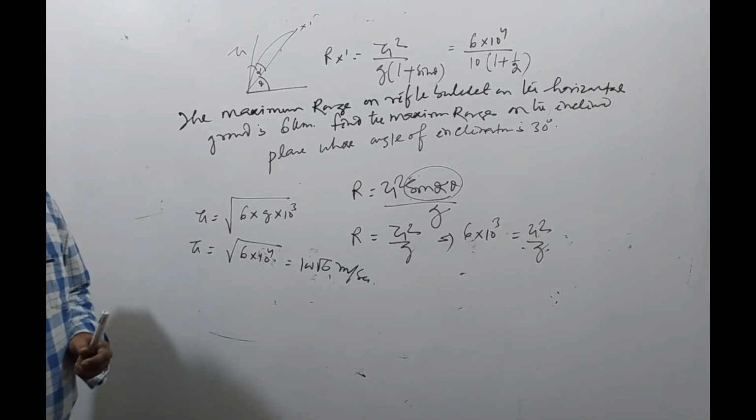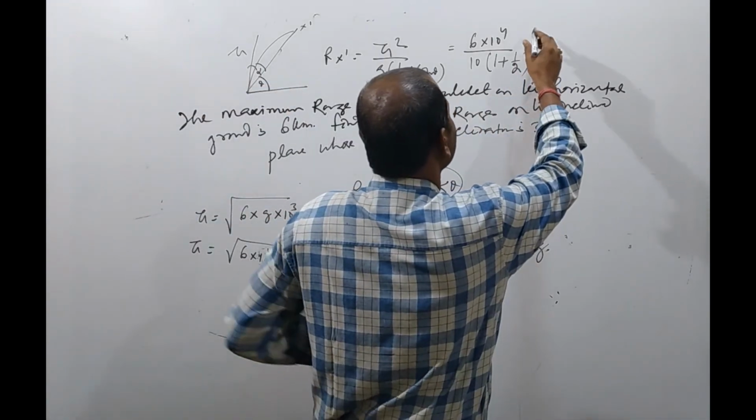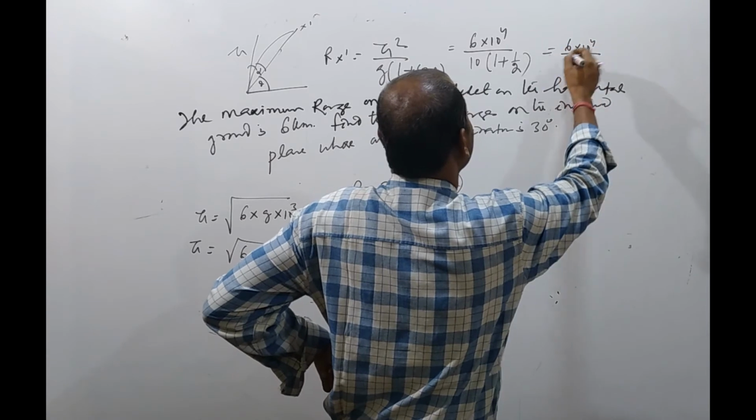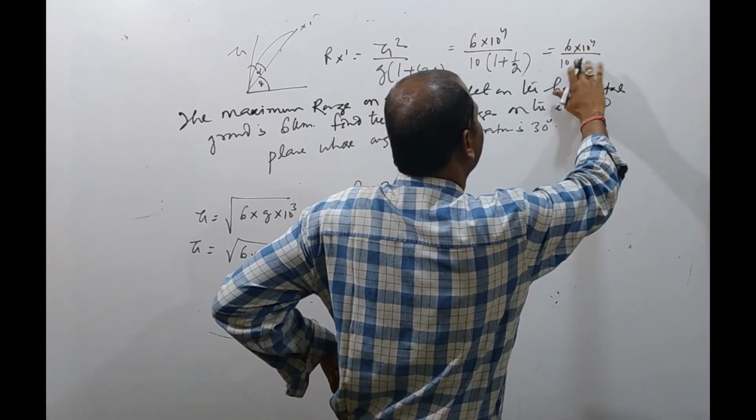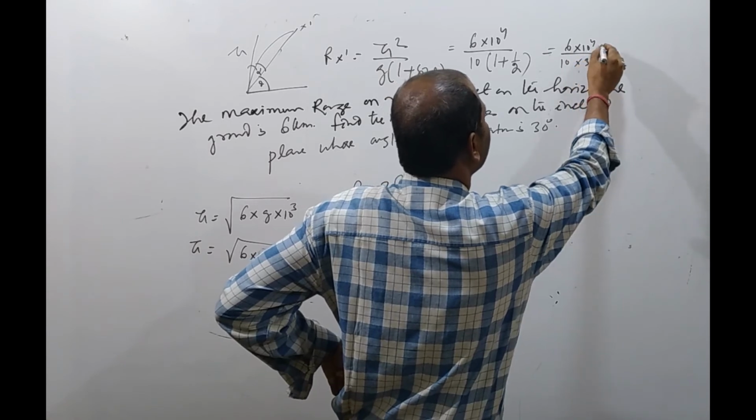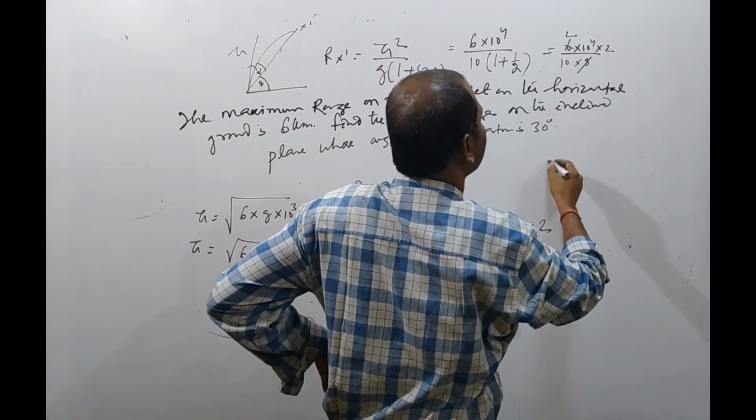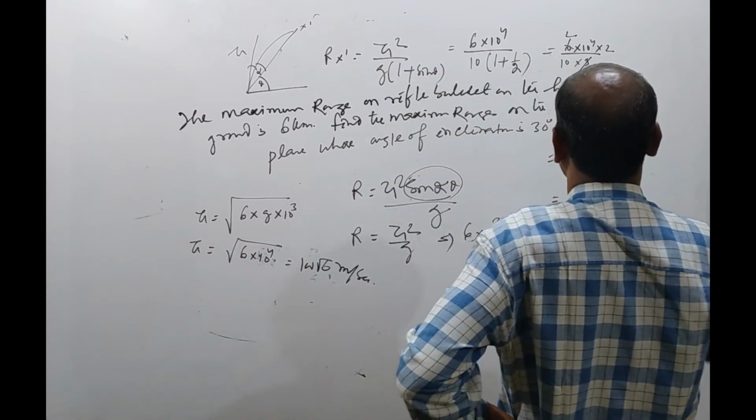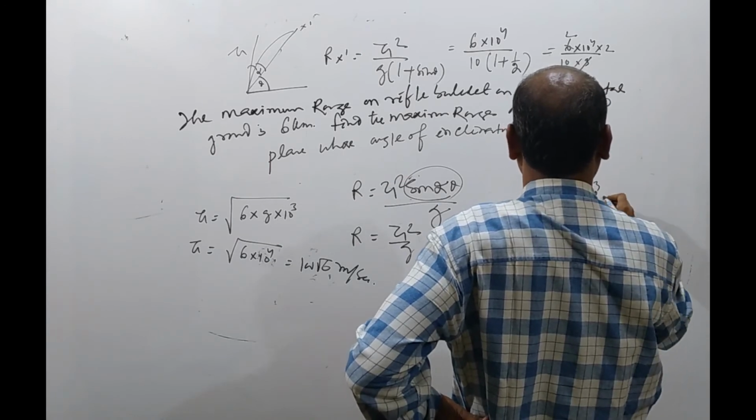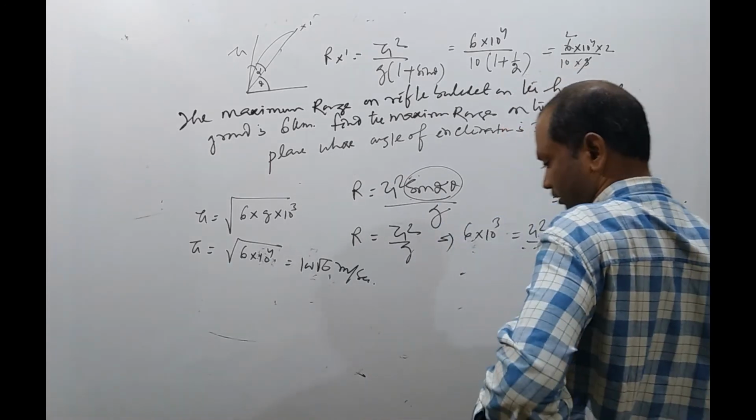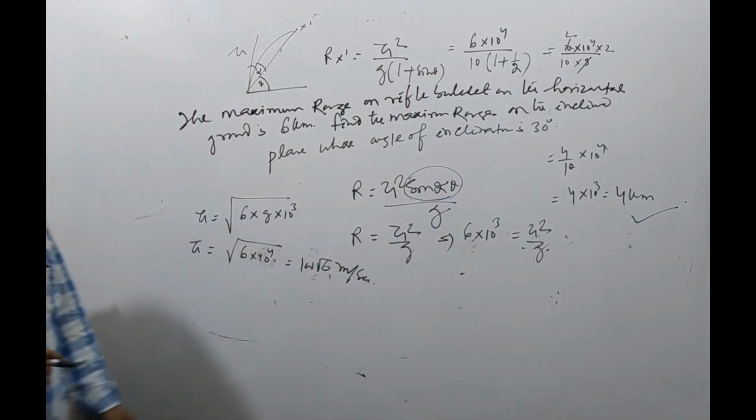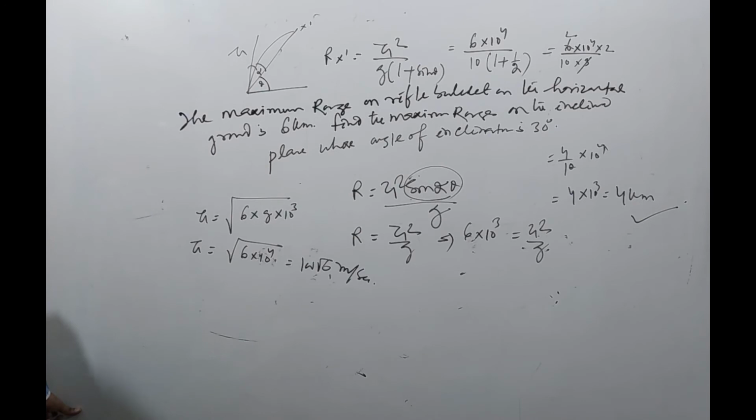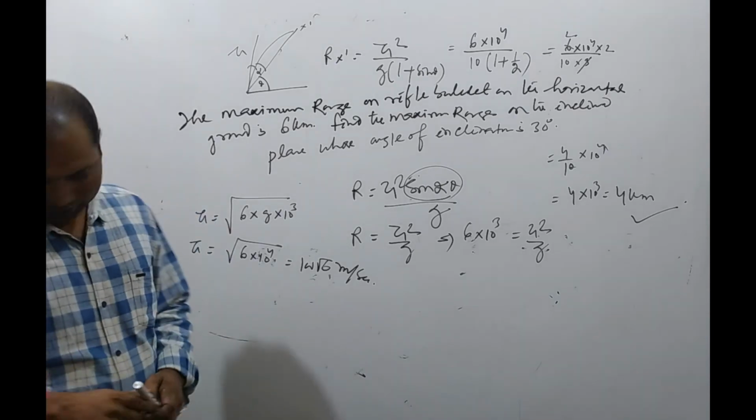That equals 6 into 10 to the power 4 divided by 10 into 3 by 2, that is 4 into 10 to the power 4, that is 4 kilometer. Yes, the range will be 4 kilometer on the inclined plane. Clear? Okay, then come to the next question.